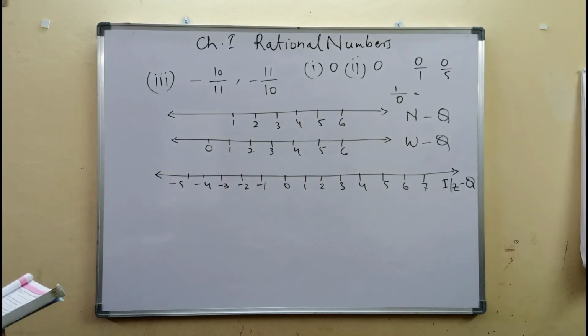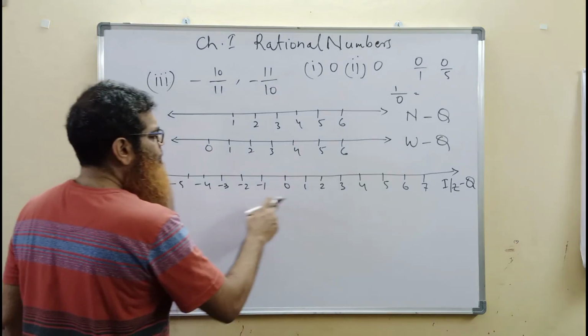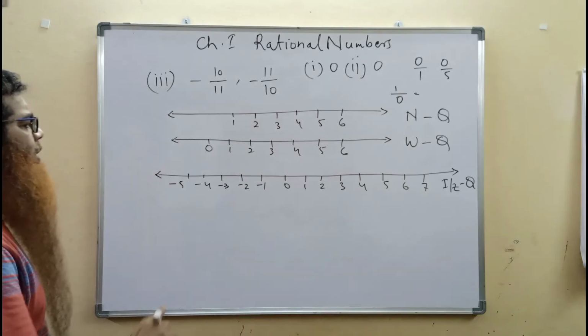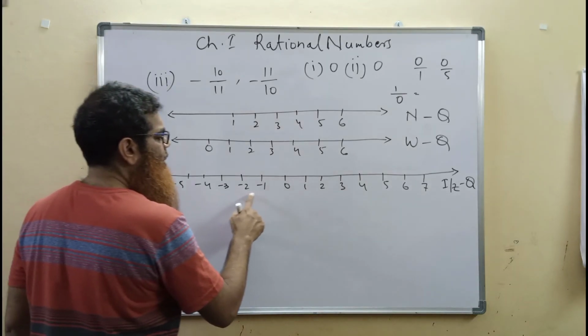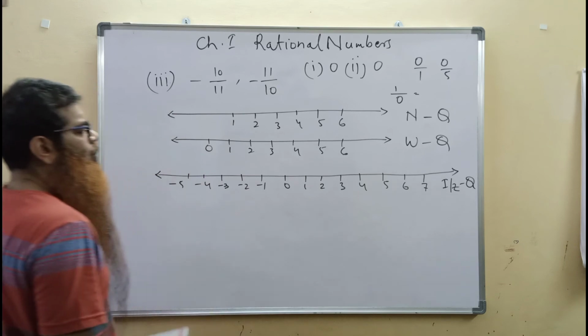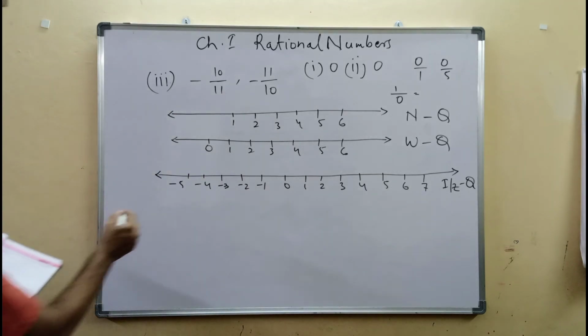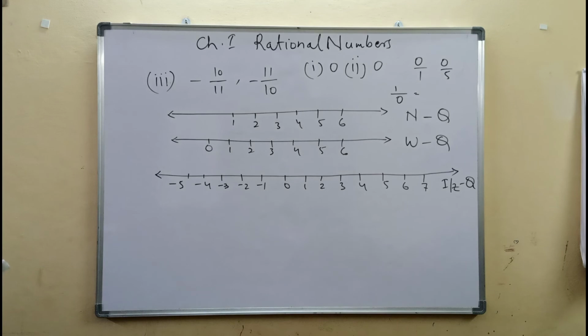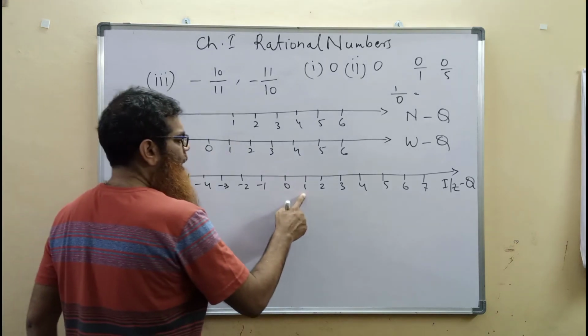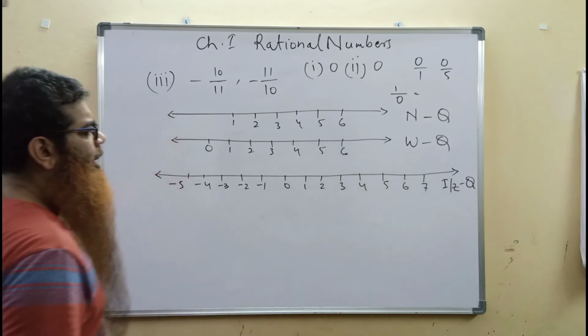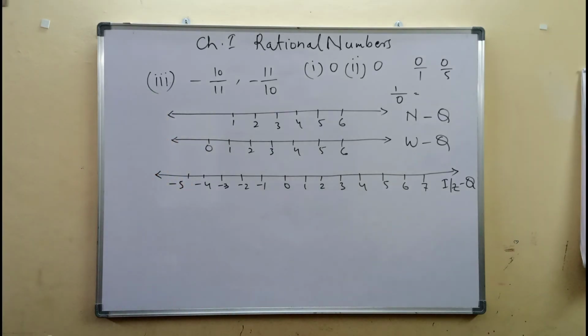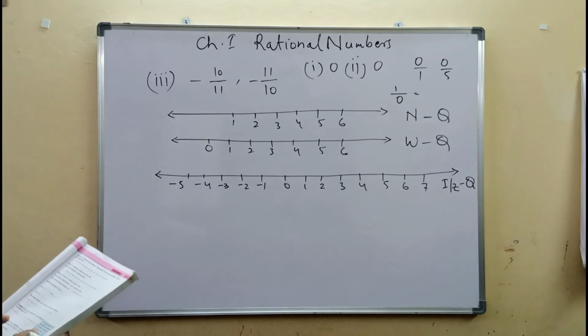Can you find any number between -5 and 3? There are many numbers between -5 and 3. Namely -4, -3, -2, -1, 0, 1 and 2. So many integers lie between -5 and 3. Can you see any integer between 0 and 1? There are no integers between 0 and 1. There can be rational numbers, there can be fractions, but there cannot be any integers.